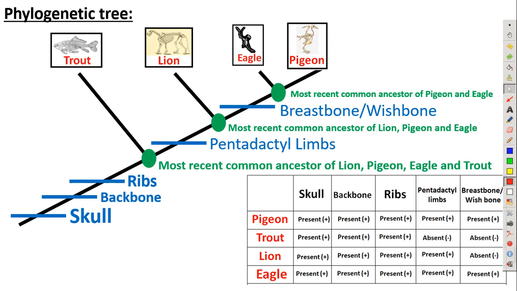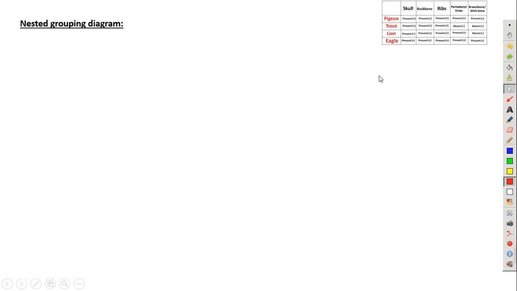Phylogenetic trees are one thing, and very similar are nested groups. They are based on the same data and they explain the same things, which species is closest to which one, but it's simply a different way of presenting this. So again, we're going to do the same thing. You need to have your characteristic grid somewhere. We're now going to explain how nested grouping diagrams work.